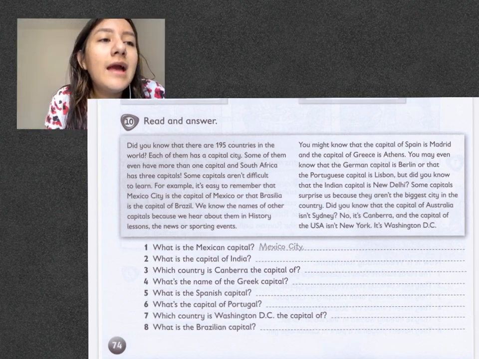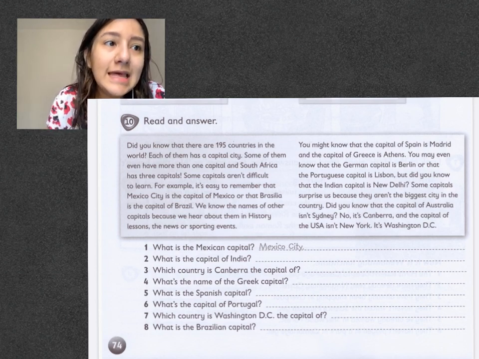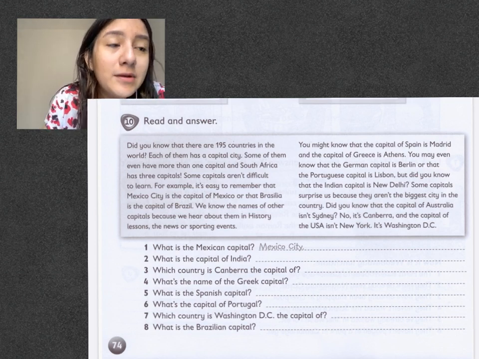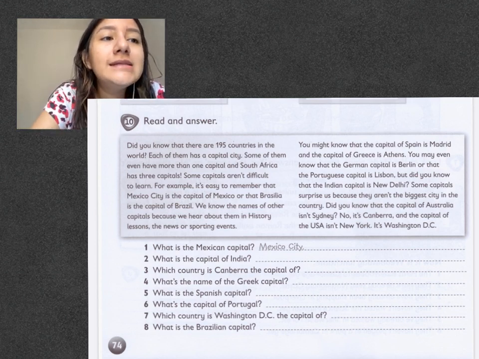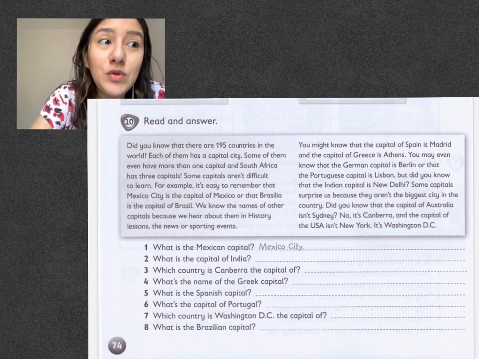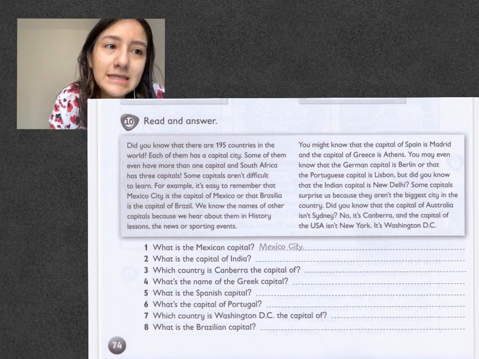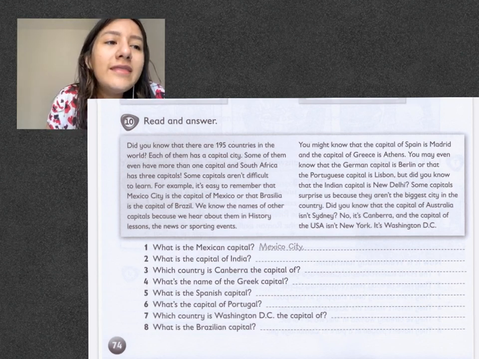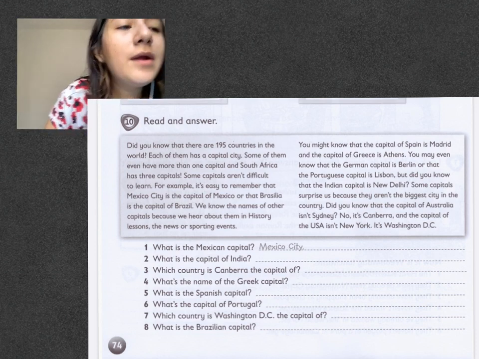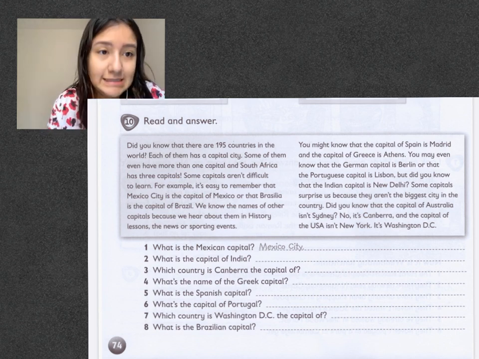You might know that the capital of Spain is Madrid and the capital of Greece is Athens. You may even know that the German capital is Berlin or that the Portuguese capital is Lisbon. But did you know that the Indian capital is New Delhi? Some capitals surprise us because they aren't the biggest city in the country. Did you know that the capital of Australia isn't Sydney? No, it's Canberra, and the capital of the USA isn't New York, it's Washington, D.C.